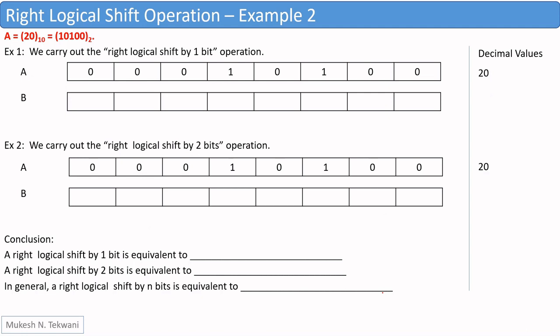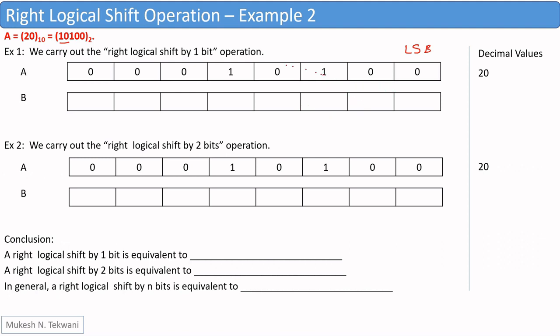We consider our original number to be 20, and this decimal number 20 can be written as 10100. We have represented this number 10100 in 8 bits. So let us start. Here is the least significant bit. If we start writing 001 followed by 01.